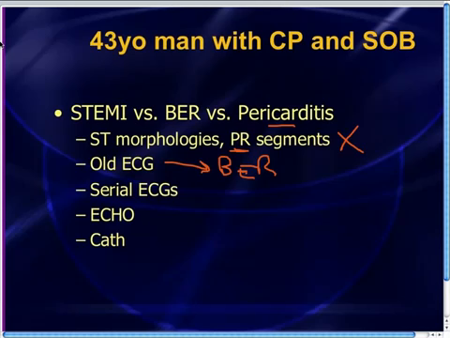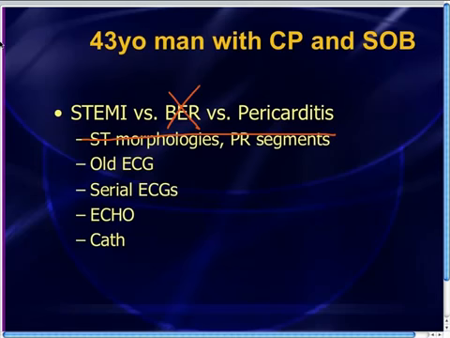We got an old EKG, and the old EKG, which I don't have for you, was rock solid normal. There is no ST segment elevation. So it's changed. The old EKG compared to now has changed, and that rules out early repolarization. Okay, so now we're down to two possibilities. What can we do now? The ST segments have not helped. The old EKG has at least ruled out benign early repol.